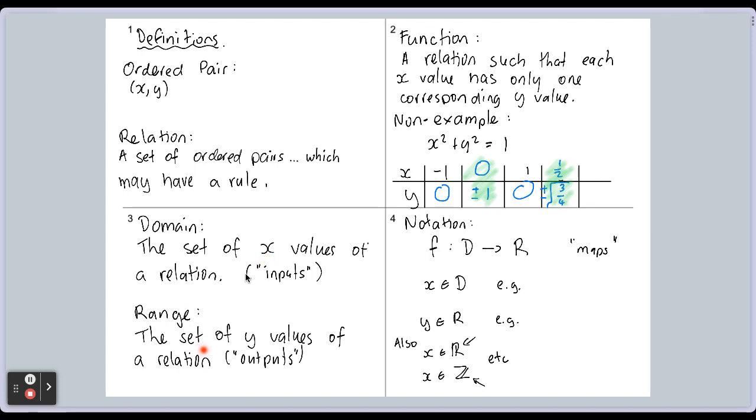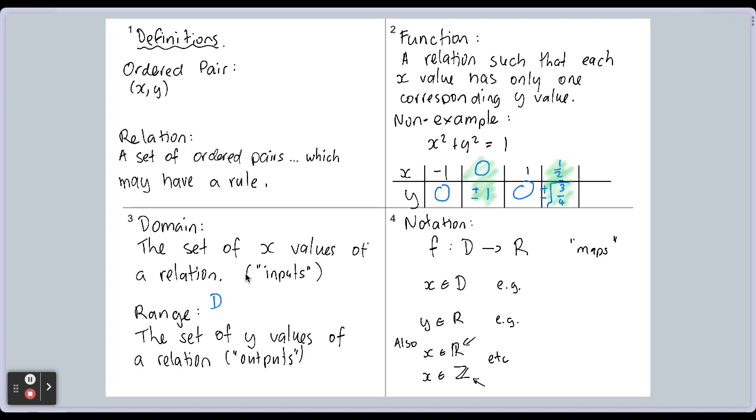The range tends to be more interesting earlier on. So the range is the set of y values of a relation. Okay, so we can talk about domain and range of a function, or domain and range of a relation, because all functions are relations. I have this thing that I use, which you may think is too silly, I don't know, but I have this little aid to memory.